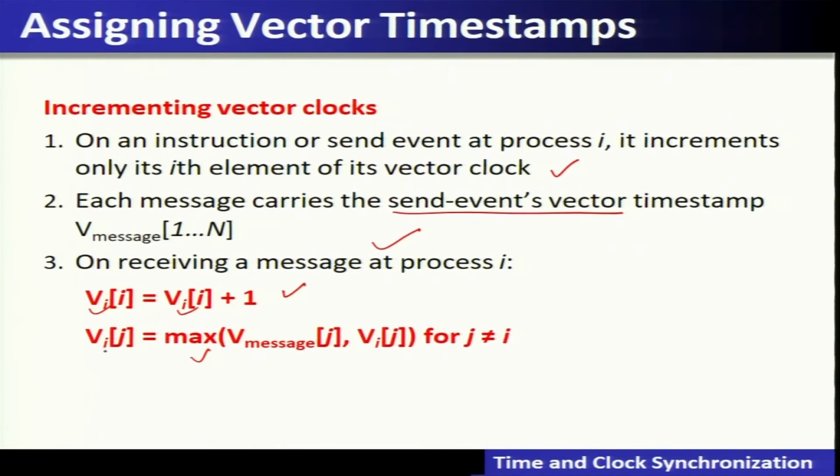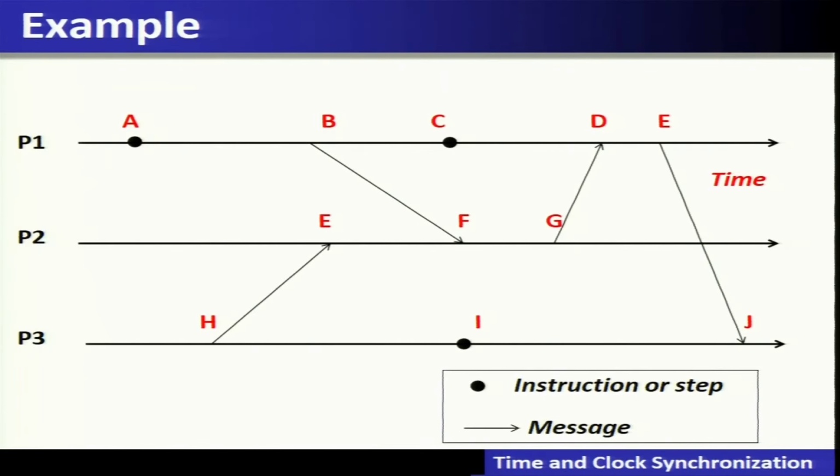equation: Vi's knowledge of every other clock value is the maximum of the clock value brought in by the message and its own knowledge, whichever is the maximum will be taken, except for its own element. So, this is called the vector clock, and we will understand it using this particular example.